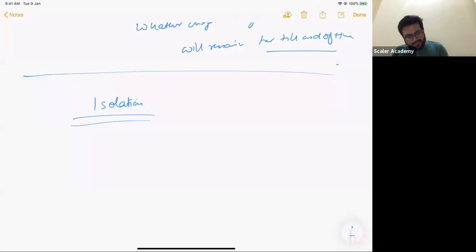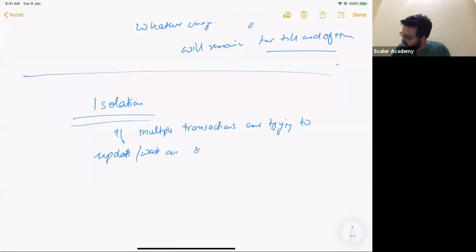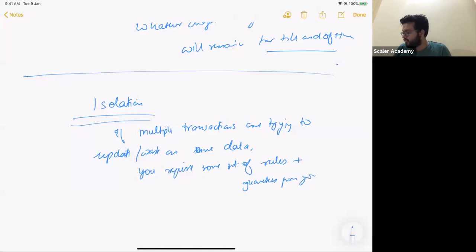Okay. So isolation basically means that if multiple transactions are trying to update, or more generically work on the same data, you require some set of rules plus guarantees from your DB.